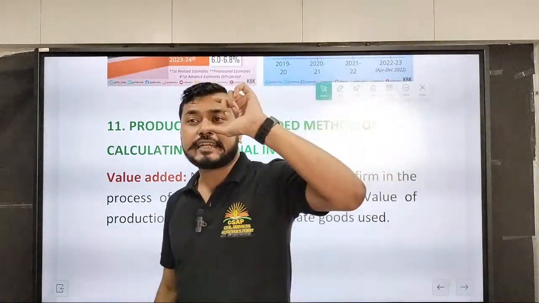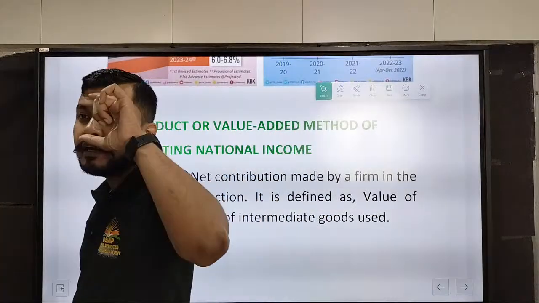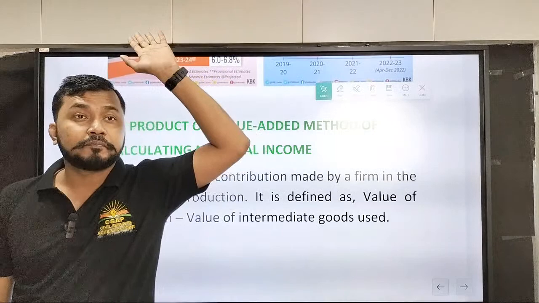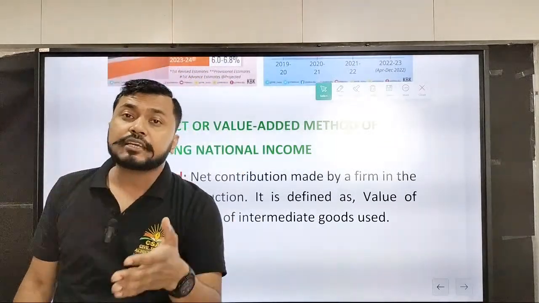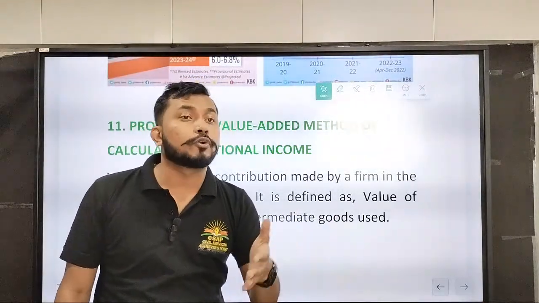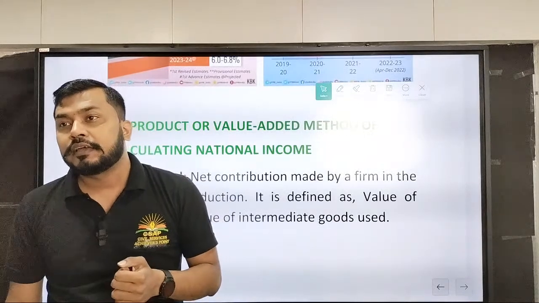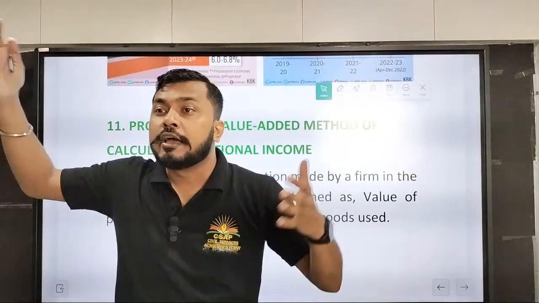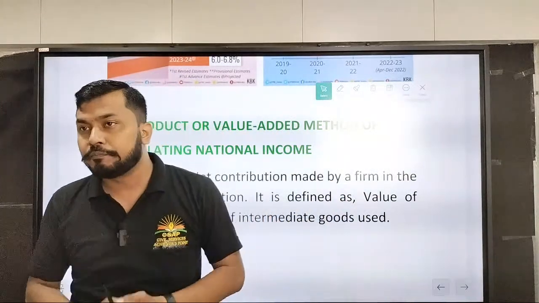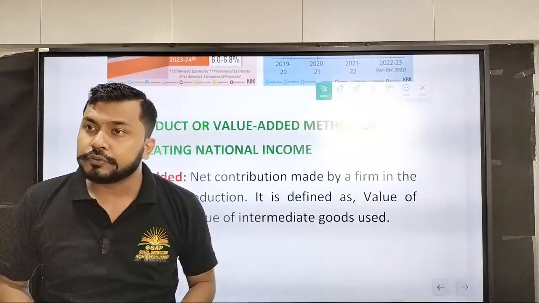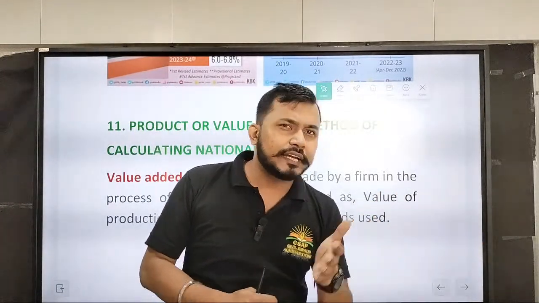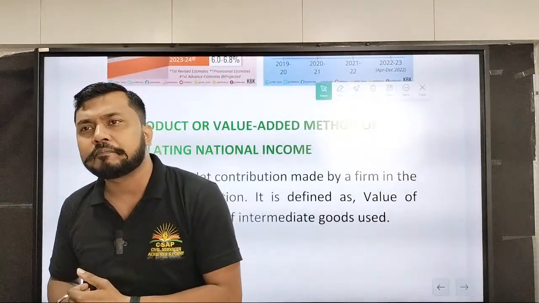So the first attempt to calculate the national income of India was made by Dadabhai Naoroji in 1867-68, who estimated that the per capita income of India should be around rupees 20. And the first scientific method was used by Professor V.K.R.V. Rao in 1931-32, which was not very satisfactory and was not directly taken up even by the government of India.